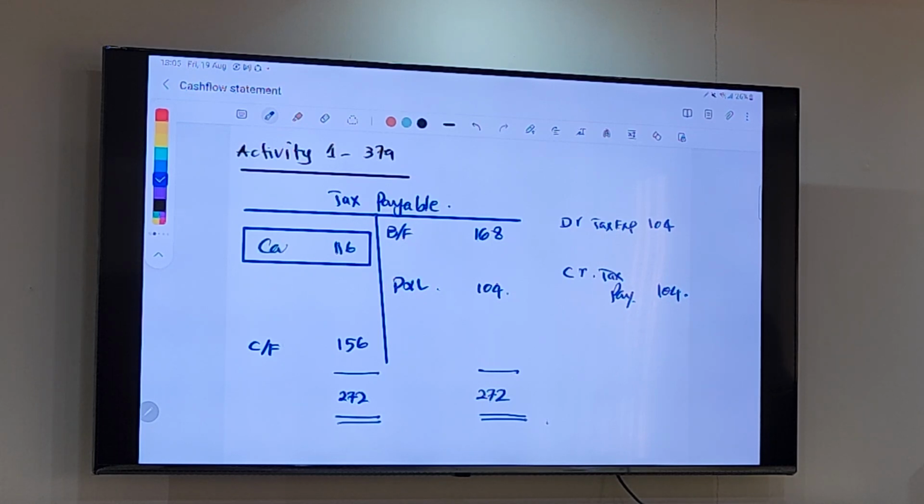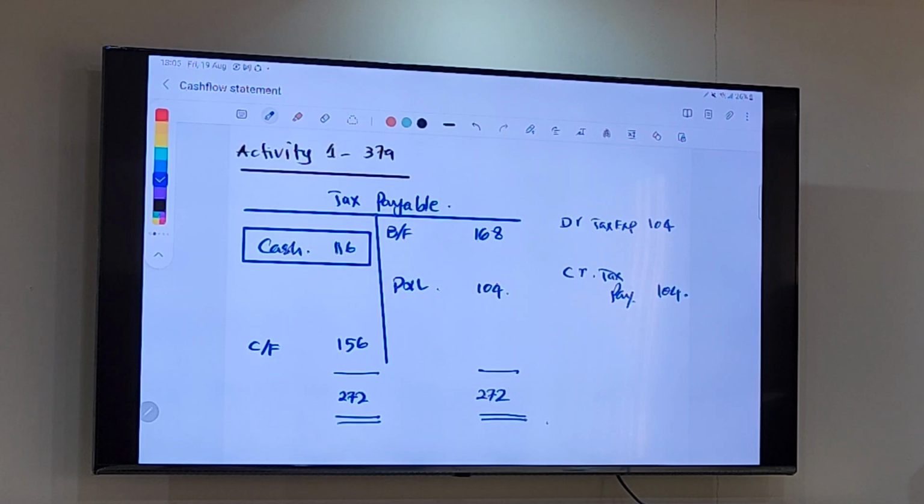Remember, when you prepare a complete cash flow statement, this answer is what we have to take to the cash flow statement. If you remember in the last class, when I gave you the format, I gave you one line item, tax paid. This amount you have to take there. Clear?